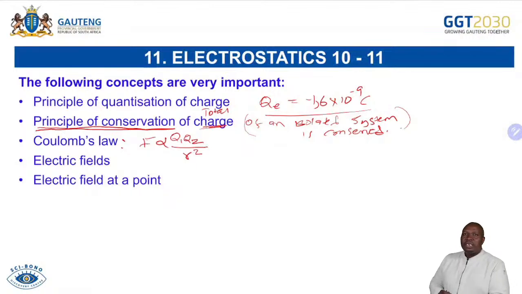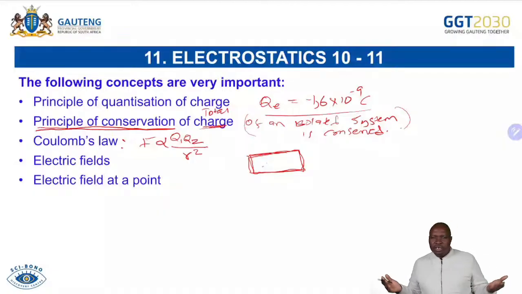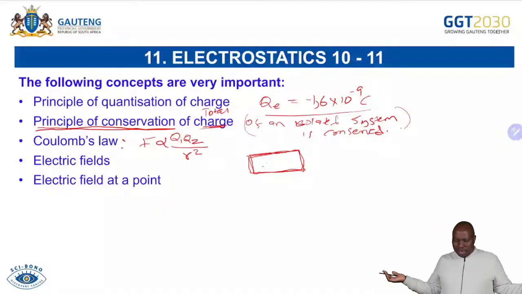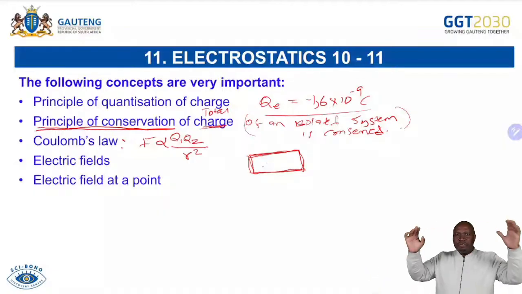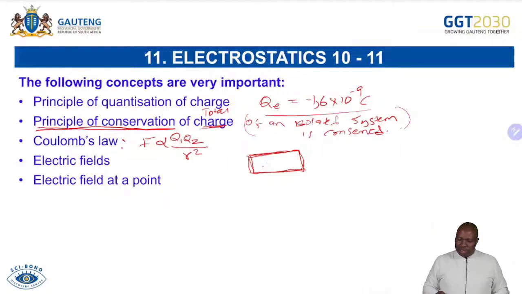Define electric field. Remember, we've defined it already. We said electric field is a what? It is a region in space, or region of space, where a charge experiences a force when placed at that point. So when you are outside of the field, you won't experience the force. But what is the electric field? It's a region of space where a charge experiences a force.